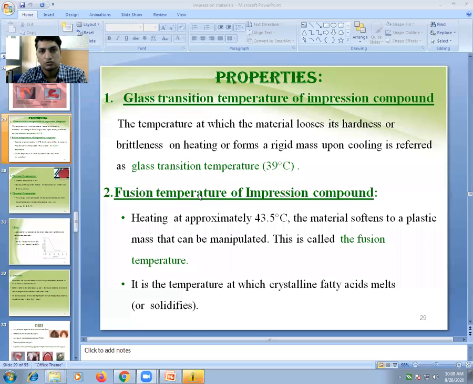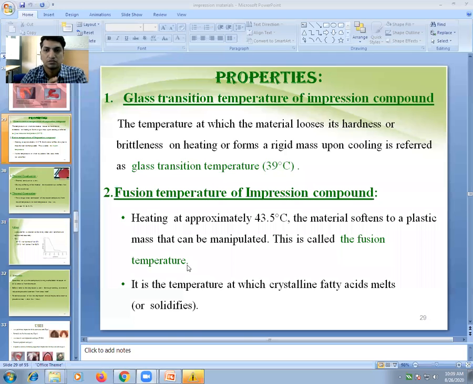So the temperature at which the material loses its hardness on heating, this is very important, and also forms a rigid mass on cooling is known as glass transition temperature. I think everyone has understood this. Now fusion temperature. The fusion temperature of impression compound is approximately 43.5 degrees centigrade. Glass transition temperature is 39 degrees centigrade, whereas fusion temperature is 43.5 degrees centigrade. At this temperature the material softens to a plastic mass that can be manipulated, and it is called fusion temperature.